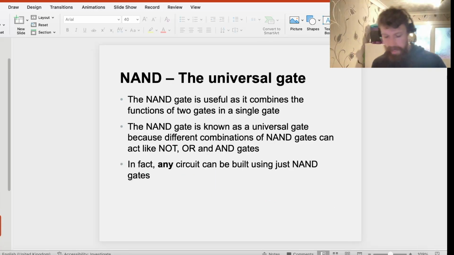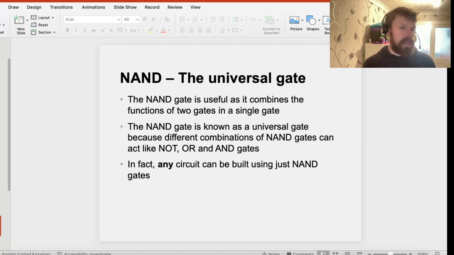Now, a sort of knowledge question that you may get on this one is talking about the idea of a universal gate. When you come to do more complicated logic gate questions, if you go on to study this at university potentially, there's a lot of rules which are to do with how you can change whole logic circuits into just NAND gates. And it's this idea that a NAND gate can be used to represent pretty much any other logic gate that exists. And it's what's called the universal gate.